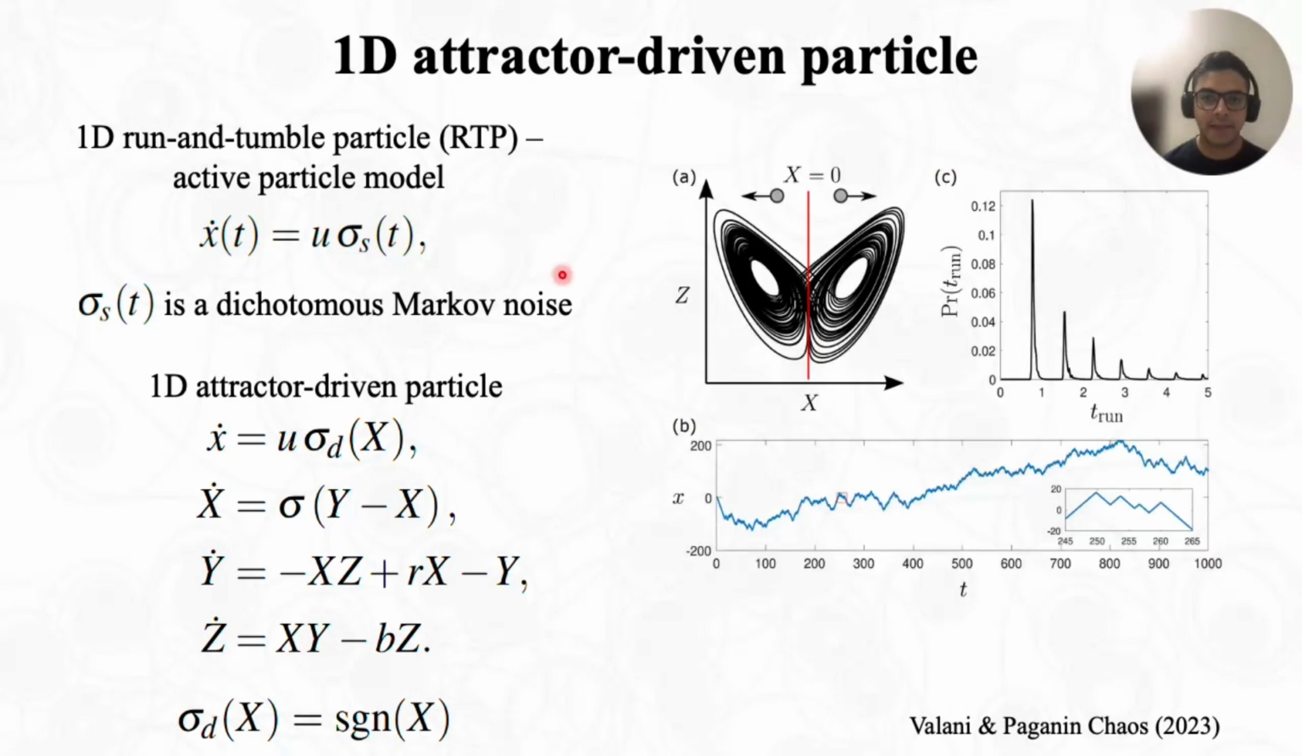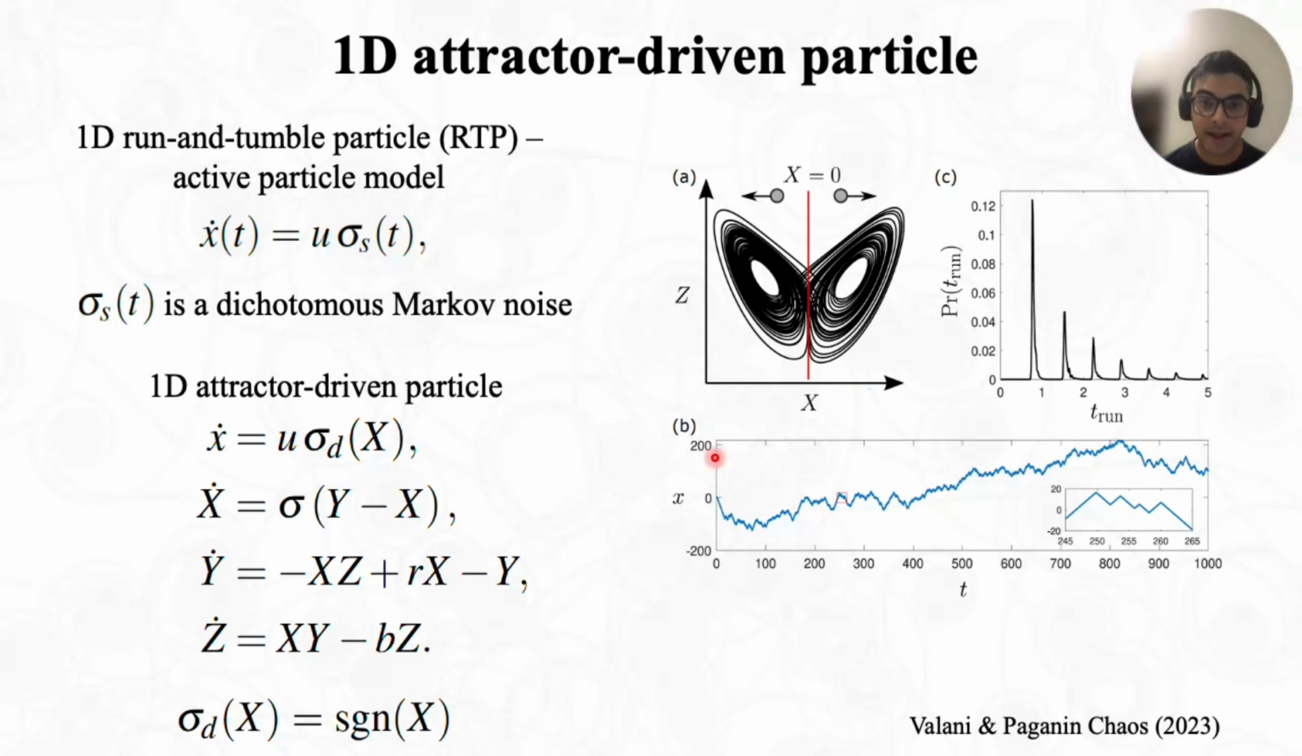When the phase-space trajectory on the Lorentz attractor is on the positive capital X side, so the right wing of the attractor, our attractor-driven particle will move at a constant speed in the positive direction. And when it's on the negative side, it will move at a constant speed in the negative direction. And as the phase-space trajectory evolves on the Lorentz attractor, our attractor-driven run and tumble particle will switch between left and right. A typical trajectory can be seen here in panel B.